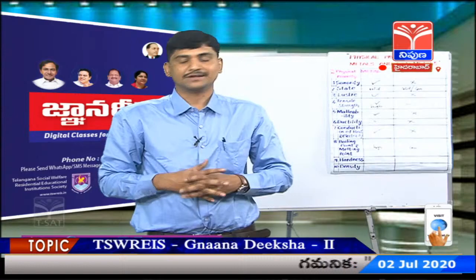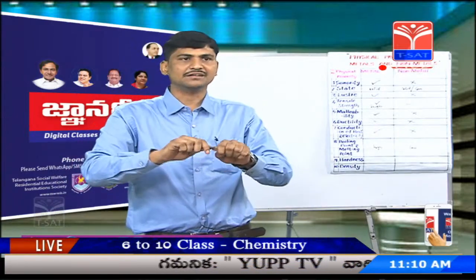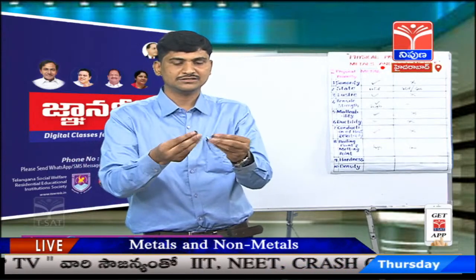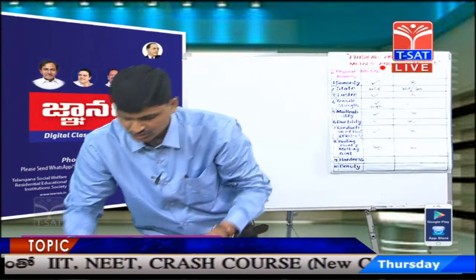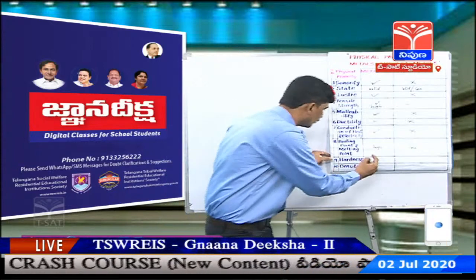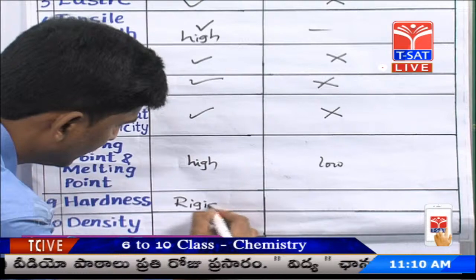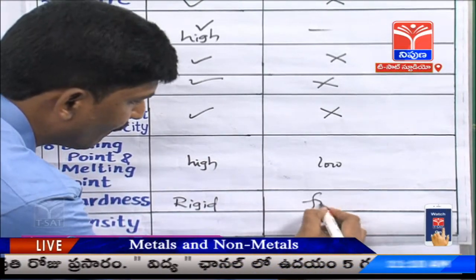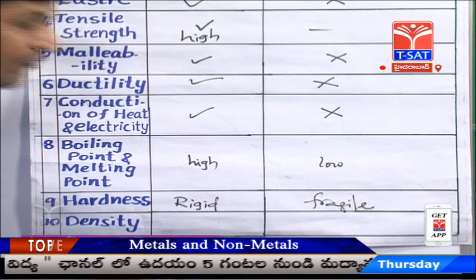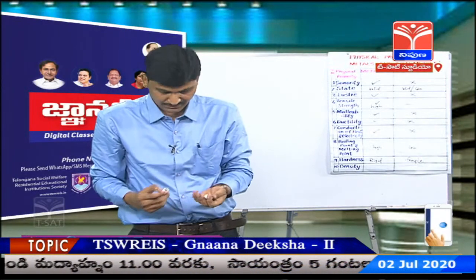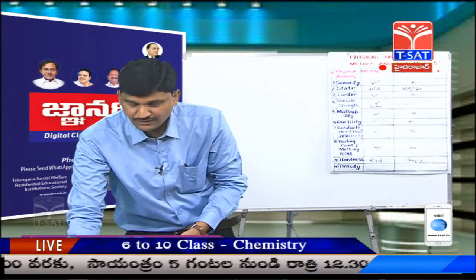What about hardness? What about hardness children? Metals are very hard, they cannot be broken. What about non-metals? I am taking a coal, it is easily breaking, right children. So, about hardness, metals are rigid, non-metals are fragile in nature. What does fragile mean, children? Fragile means the substance can be broken easily.